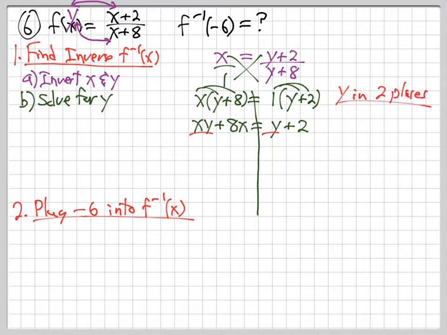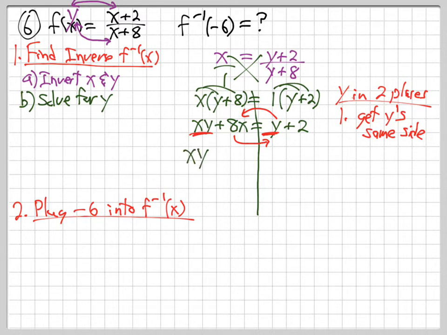Y in 2 places. Remember, step 1: get the y's on the same side. So I got this y term and this y term. I'm going to get those guys on the same side. So jump this over here, jump this over there. And so what do we got?